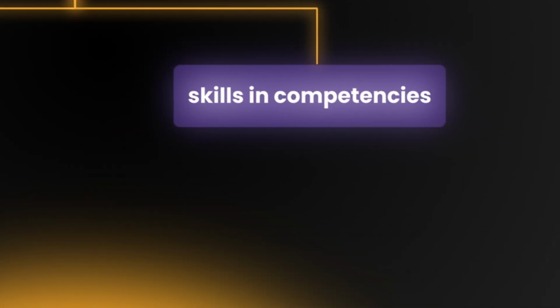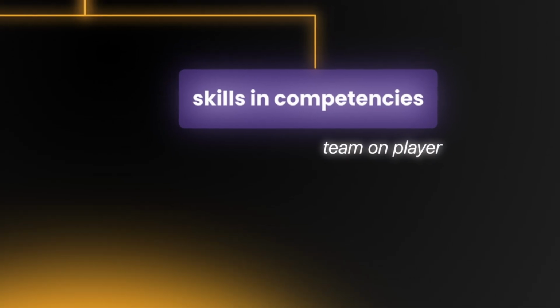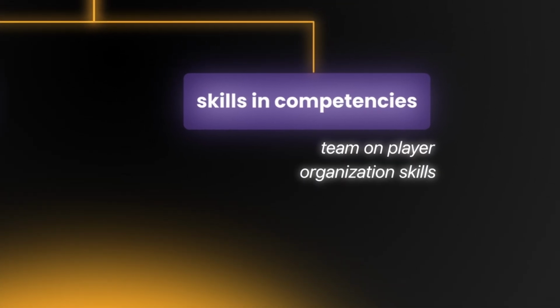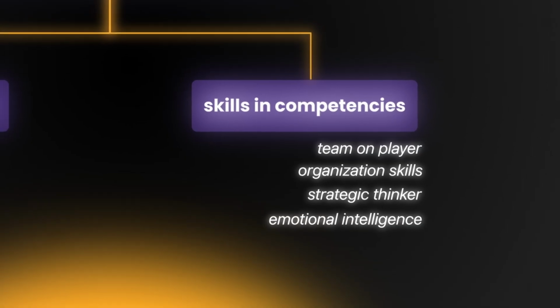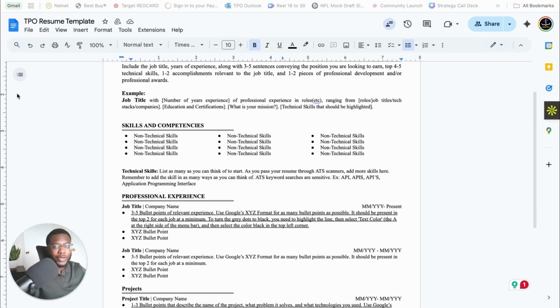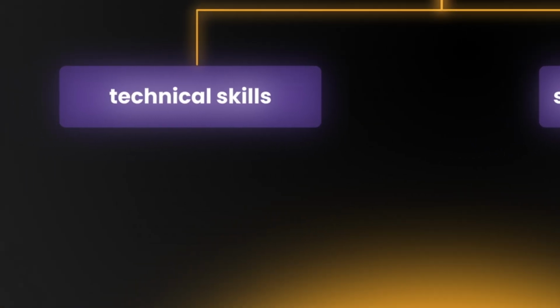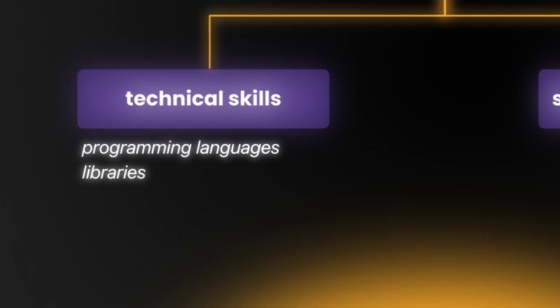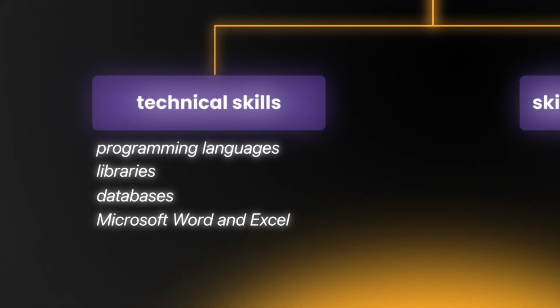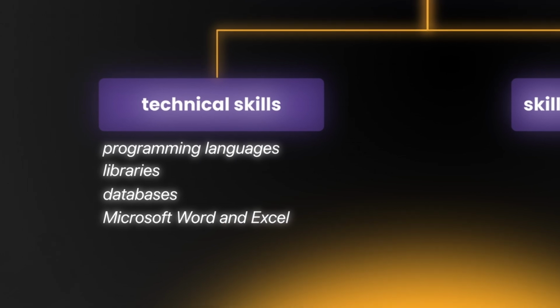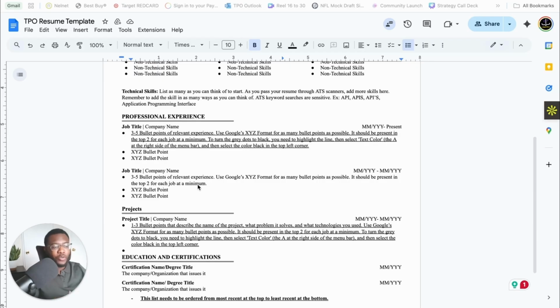So non-technical skills would be like team player. It would be organization skills. It would be strategic thinker, emotional intelligence. Any word that's not technical that will come up on a resume multiple times, you want to add it. And the technical skills are pretty self-explanatory. You just list your programming languages, your libraries, your databases, everything that you've done. I usually include Microsoft Word and Excel and things like that, just to make sure that you cross your T's and dot your I's. So yeah, we can just move on.